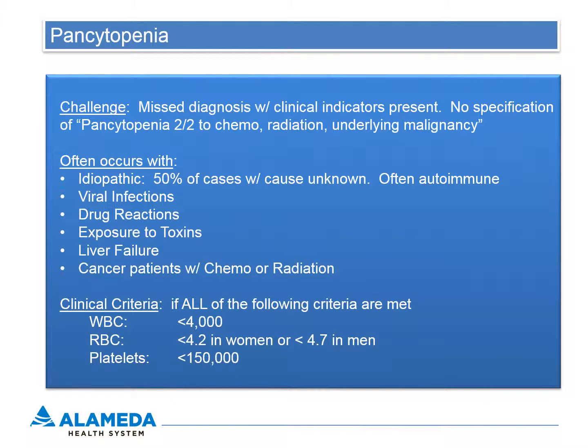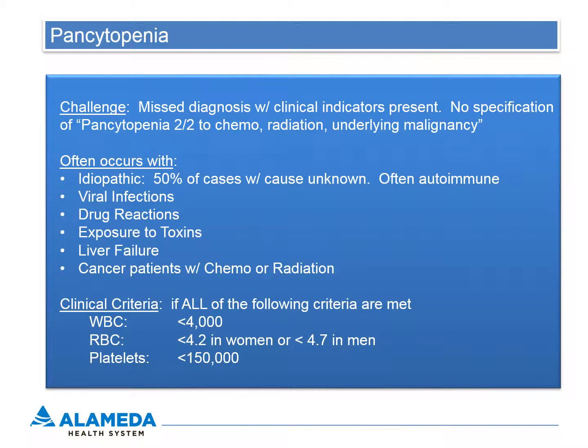About 50% of the cases it occurs and the cause is unknown. Oftentimes that can be an autoimmune disease that the patient has that can cause pancytopenia. It often occurs in a viral infection, a drug reaction, an exposure to a toxin. Can also occur with liver failure and occurs with cancer patients with chemo or radiation.